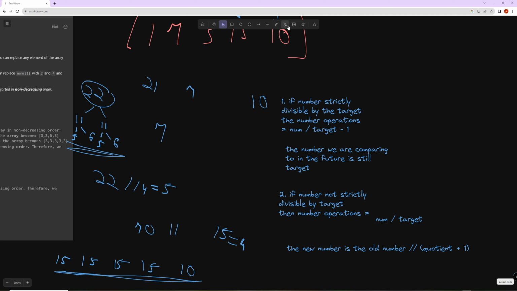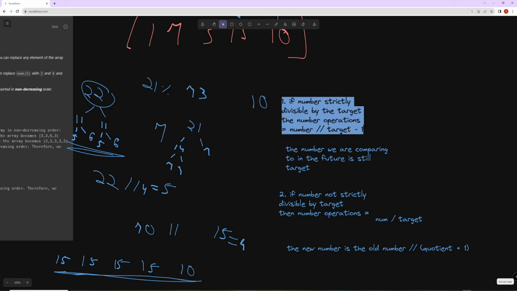So let's do that. Let's get rid of this. Not that. Okay, I think I should be able to type in here, and then that could simplify. Okay, so there we go. So the number of operations we have is number divided by target minus 1. And we can test that, right? So 21 divided by 7 is 3, but we only had 2 operations because if you see 21, 7, 14, and then one more operation here. Okay, so this makes it a little bit easier. So if the number is strictly divisible by target, the number of operations is number over target. Sorry, this shouldn't be target minus 1. This should be quotient minus 1.